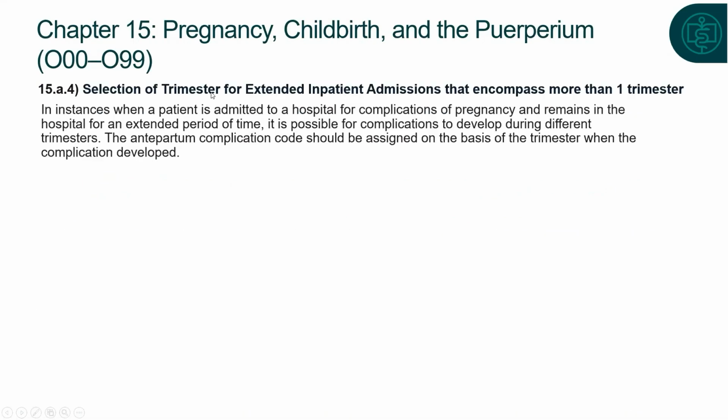So what happens when we have an extended inpatient admission that encompasses more than one trimester? We have a guideline for that, and it's Chapter 15 A4, and that is in instances when a patient is admitted to the hospital for complications of pregnancy and remains in the hospital for an extended period of time, it is possible for complications to develop during different trimesters. The antepartum complication code should be assigned on the basis of the trimester when the complication developed.